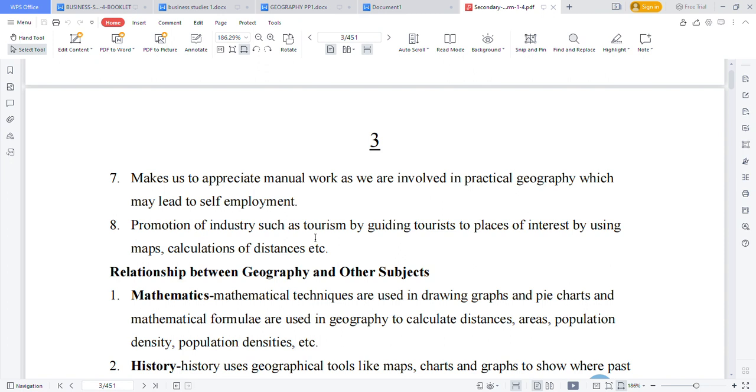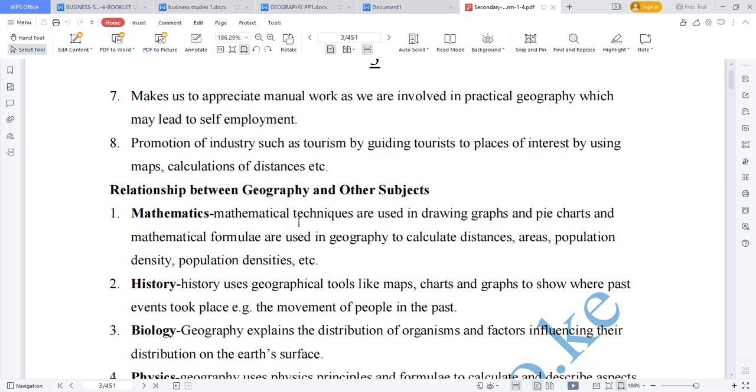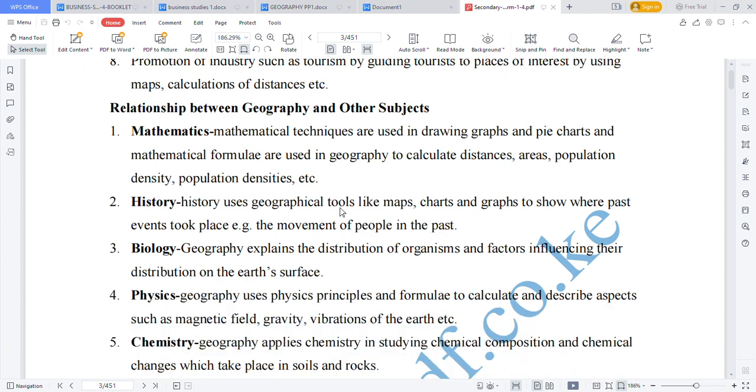Number 7, it makes us appreciate manual work as we are involved in practical geography, which may lead to self-employment. Then the last one, promotion of industry such as tourism by guiding tourists to places of interest by using maps, calculations of distances, etc.